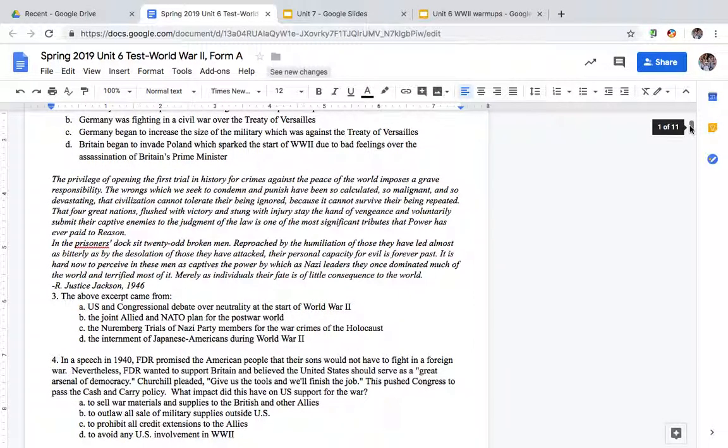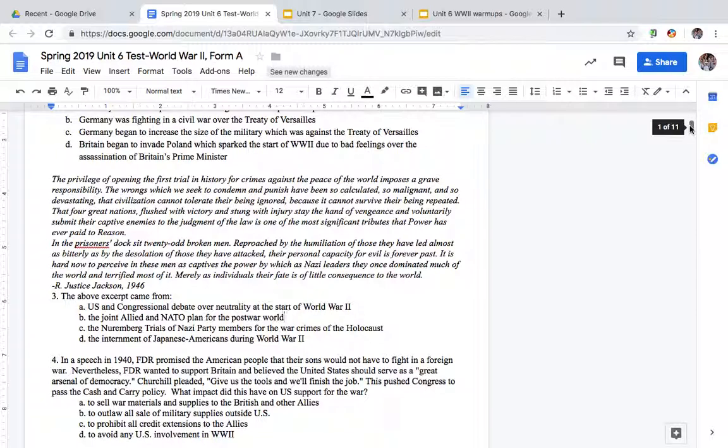Number 3. The privilege of opening the first trial in history for crimes against the peace of the world imposes a grave responsibility. The wrongs which we seek to condemn and punish have been so calculated, so malignant, and so devastating that civilization cannot tolerate their being ignored, because it cannot survive their being repeated. That 4 great nations, flushed with victory and stung with injury, stay the hand of vengeance and voluntarily submit their captive enemies to the judgment of the law is one of the most significant tributes that power has ever laid to reason.